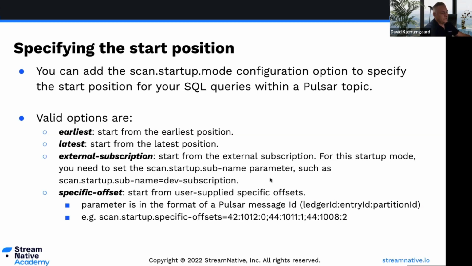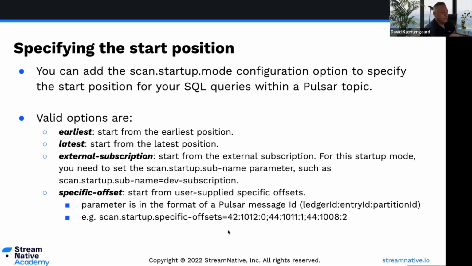And if you're really adventurous, you can also specify an exact offset of where you want to be, or user specified offsets. The parameter is specified as a message ID, which is a tuple of data where all offsets and ledgers are kept. So a ledger ID, an entry ID within the ledger, and then potentially a partition ID as well. This is an example here. You'd have to explicitly record this information to have something of any meaning to you.